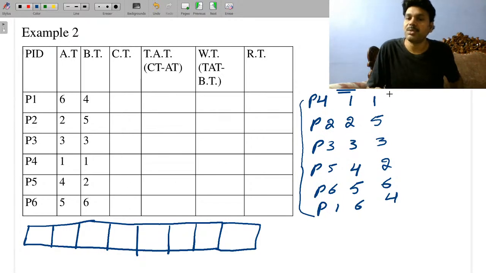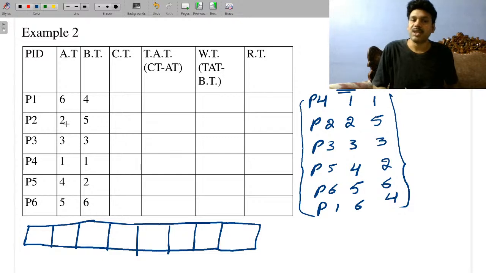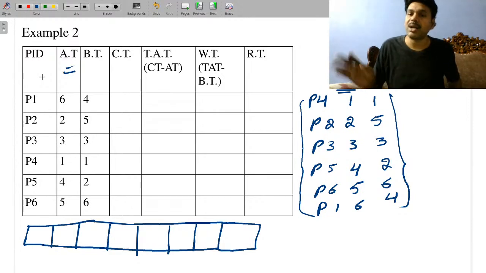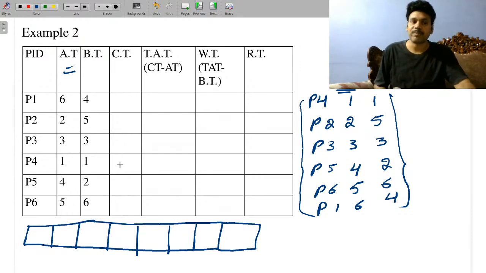If you are a beginner, please concentrate like this. Change the order according to your arrival time. For all kinds of CPU scheduling algorithms, this is mandatory. You can go like this. Otherwise, you can work it out directly if you have experience.